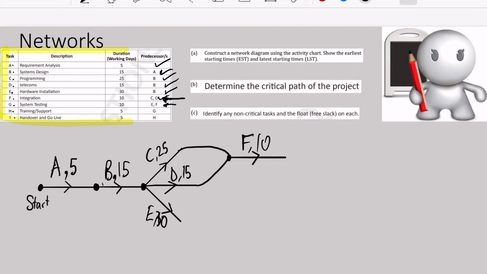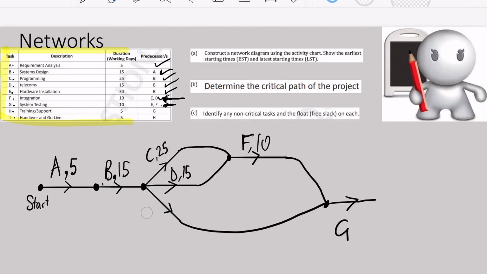Now, I'm up to here, and what I see is activity G flows out of activity E and F. So let's put a dot somewhere here, and this is the start of activity G, and it flows after activity F and E have finished. So that's a little bit messy over here. So this is activity E, by the way.